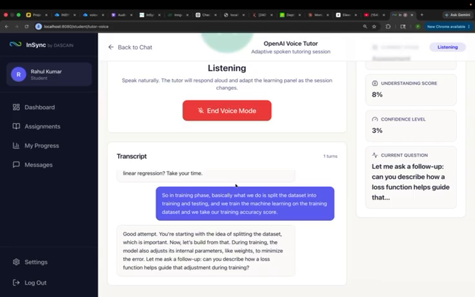So basically a loss function like a sigmoid function. Are you asking about that?